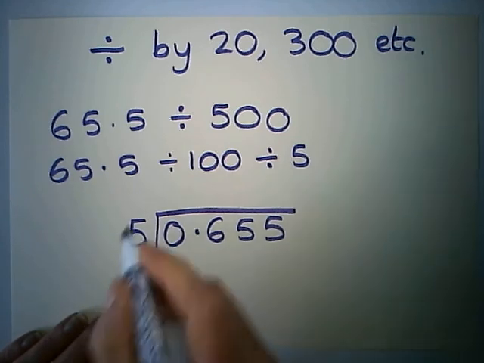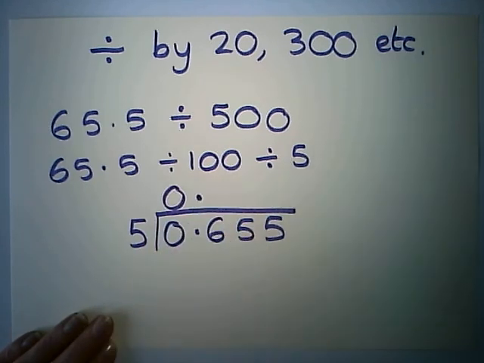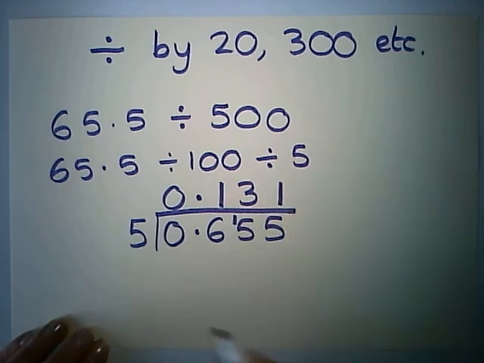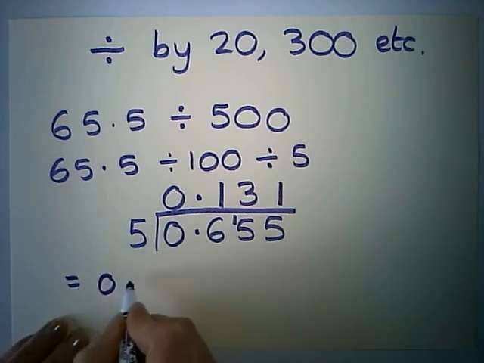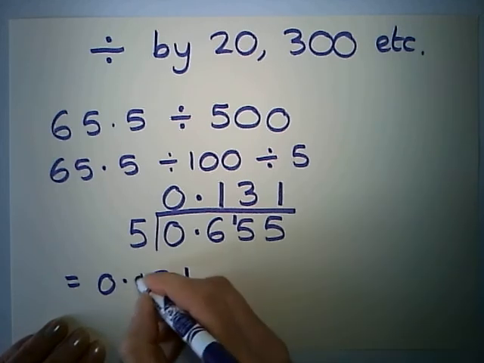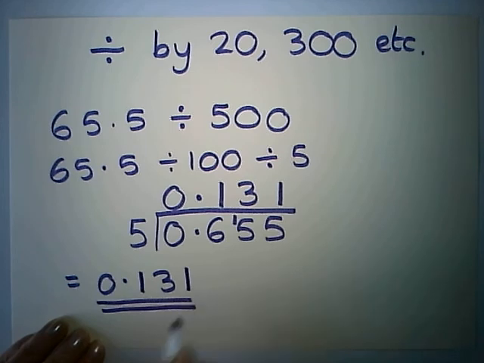So does 5 go into 0? No. Make sure you put the decimal point back up. Does 5 go into 6? It does once, with a remainder of 1. Does 5 go into 15? Yep, it goes in exactly 3 times. Does 5 go into 5? Yes, it goes in once. So our answer, I'm just going to write it out again, I don't like leaving answers hidden in sums. So the answer is 0.131.